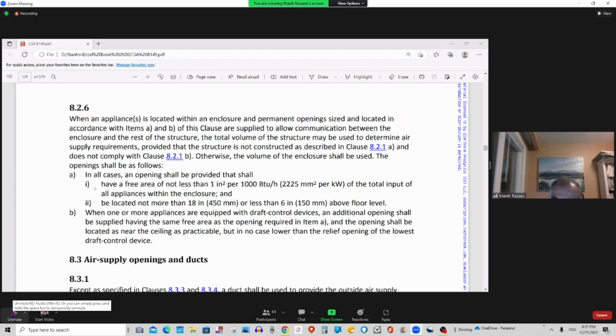Well, this opening is not from outside. It is just the wall of the enclosure. So we got the question: if it is in an enclosure and if it is in a loose house, how are we going to deal with an appliance in an enclosure in a loose house? I'm going to draw the question first and I will explain it 100%, sir.